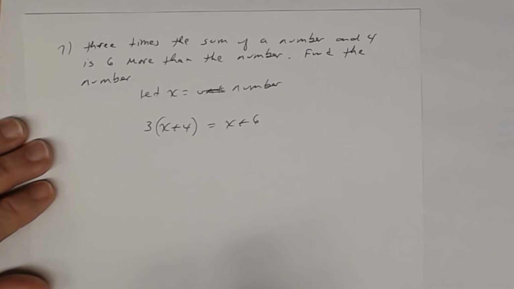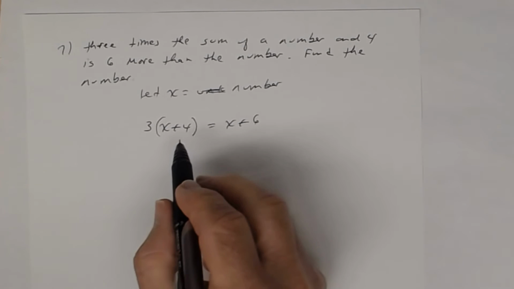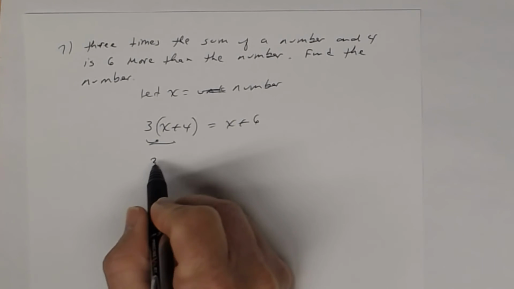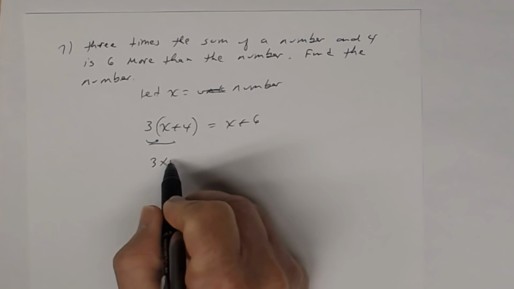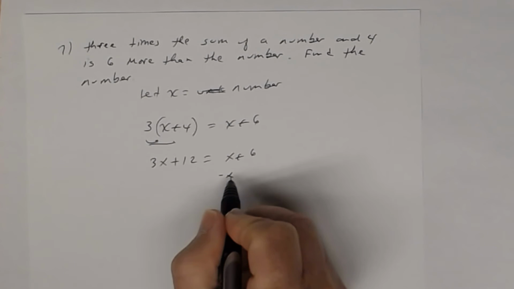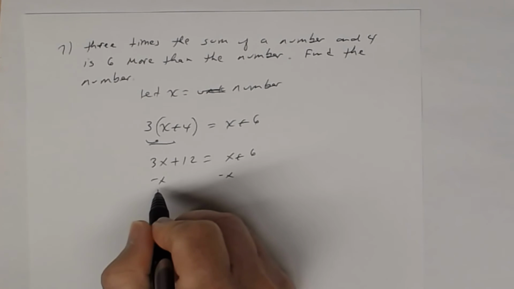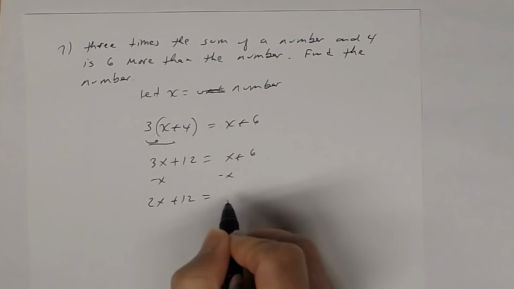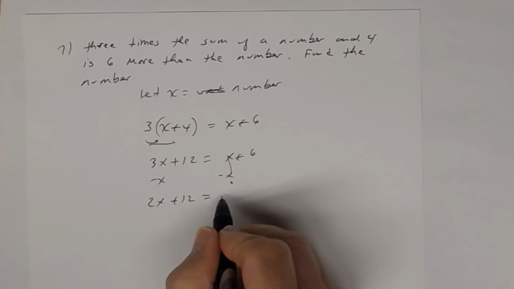All right, and so now you set up the equation. You're going to go ahead and distribute. So I get 3 times x is 3x. 3 times 4 is 12, equal x plus 6. Subtract x from both sides. 3x minus x is 2x plus 12, equal, and then that's just 6.